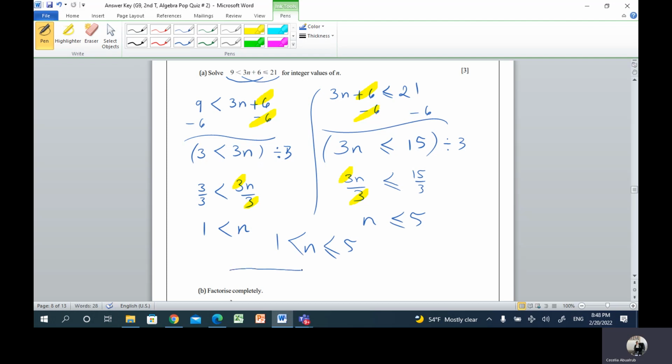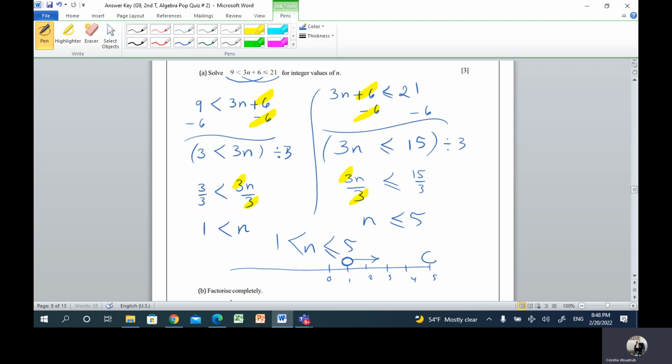And we always present it on a number line. So this is the 0, 1, 2, 3, 4, and 5. We're going to place a circle at the 1. We're going to leave it empty or unshaded because there is no equal sign on this side. And it's 1 is less than n, which means n is greater than 1. So the arrow will go this way.